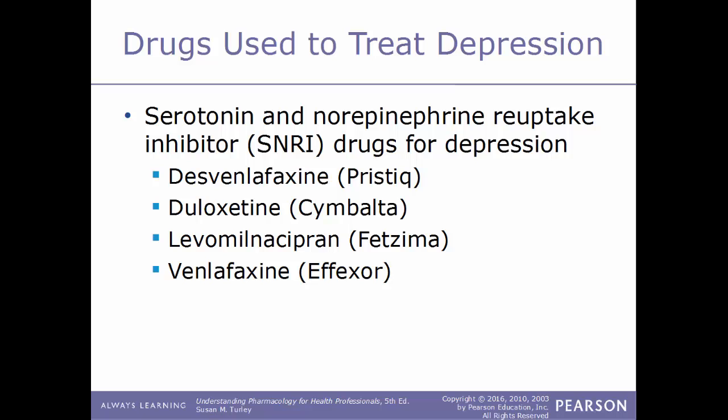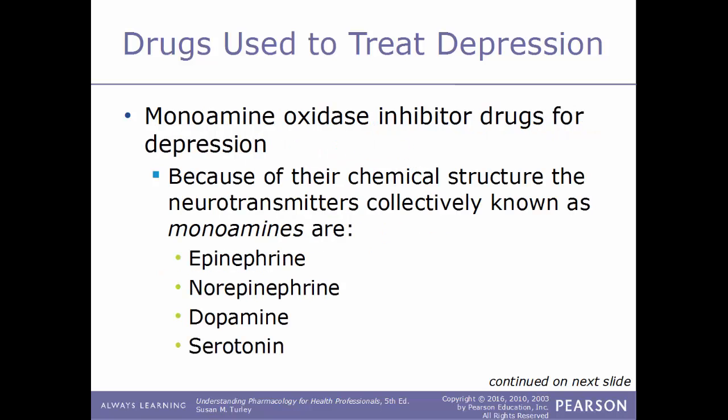Some examples of an SNRI would include desvenlafaxine, also known by the trade name Pristiq; duloxetine, also known by the trade name Cymbalta; levomilnacipran, also known by the trade name Fetzima; venlafaxine, also known by the trade name Effexor. Another category of drugs used to treat depression are the MAOIs, monoamine oxidase inhibitors.